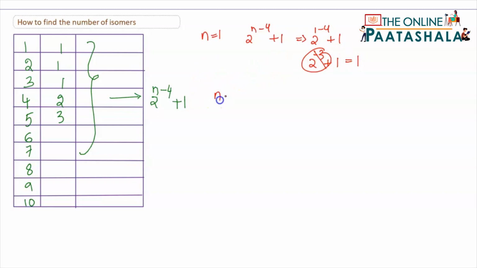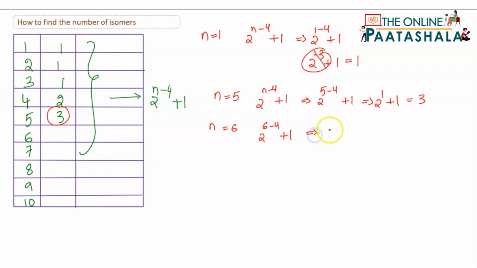Now I am taking n equals 5. That is 2 power 5 minus 4 plus 1. 2 power 5 minus 4 is 2 power 1, plus 1, which equals 3. Is it correct? Yes, 3. Now n equals 6: 2 power 6 minus 4 plus 1 is 2 power 2 plus 1, which equals 5. So you will have 5 here.